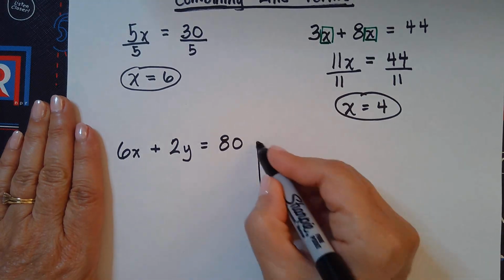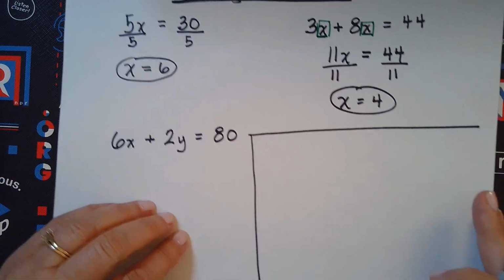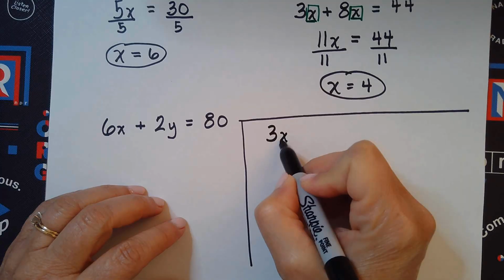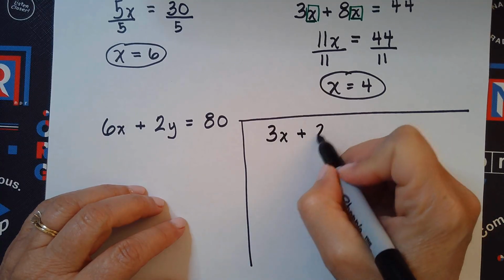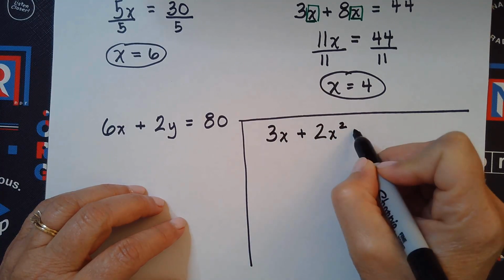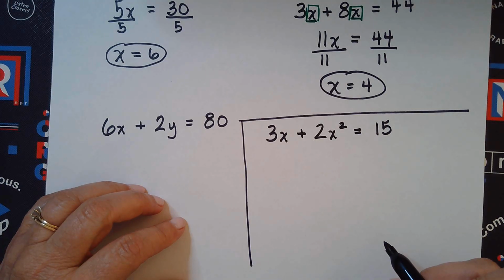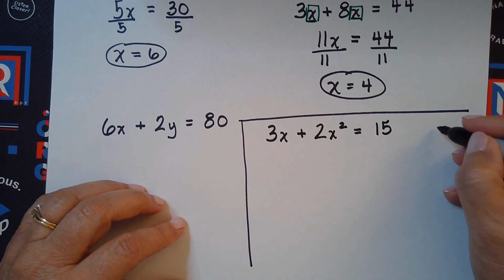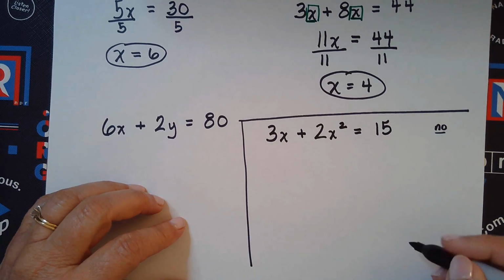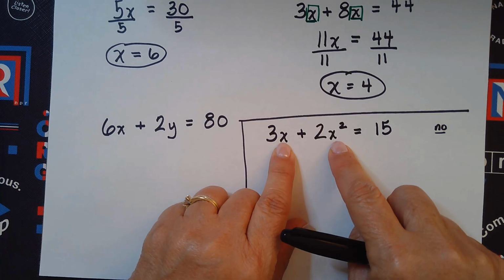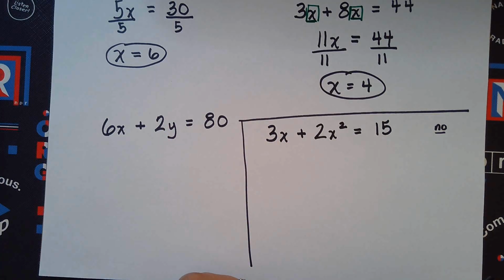All right, so let's take a look at another situation. I know my paper is getting a little crowded here, but go with me. What if I had 3x plus 2x squared equals 15? Do you think those are like terms? Well, your answer should be no, they are not like terms because this is an x and this is an x squared, and those are different things. So no, you cannot add those.